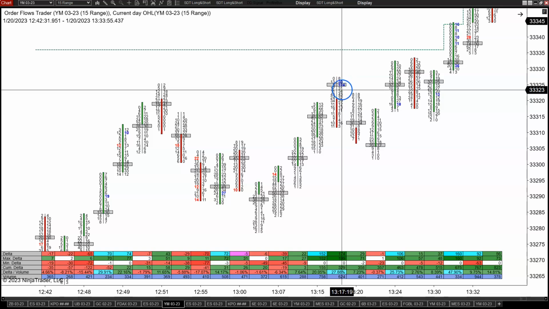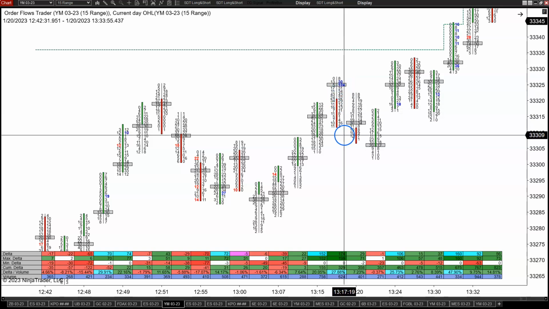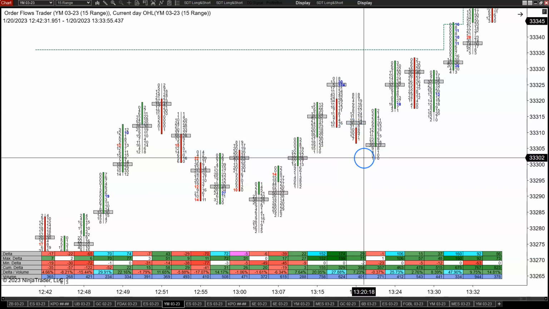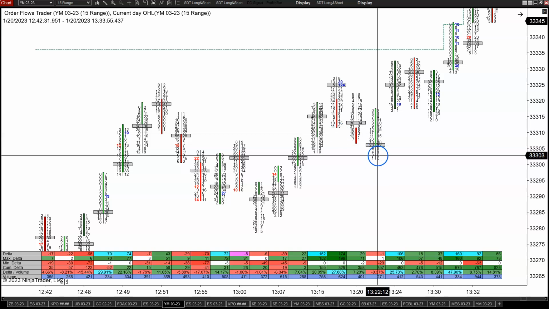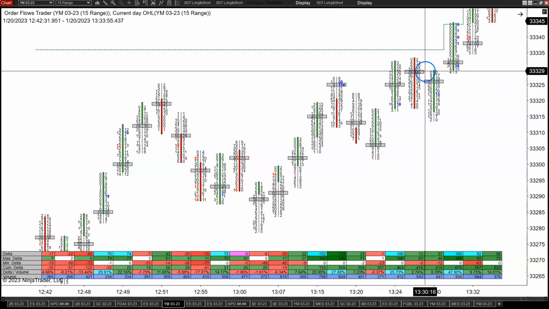Because you can see this absorption up here with the 124, the 30, and the market reversed back down. And again, the low of this bar is 12. It only got down to 02, so about a 10-point move before it rallied back up and started making new highs.